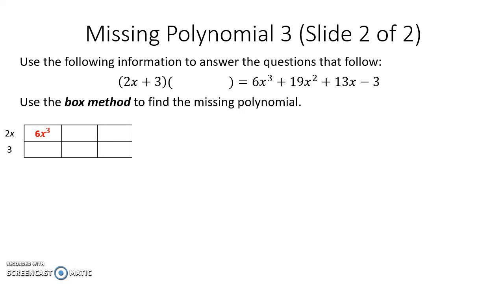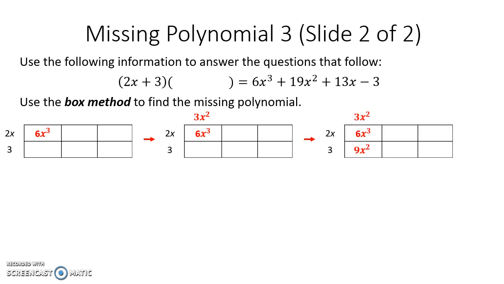I now want to know 2x times what gives me 6x cubed? Well, I know that is 3x squared. Once I know 3x squared, I can then multiply down to get 3x squared times 3, which gives us 9x squared.